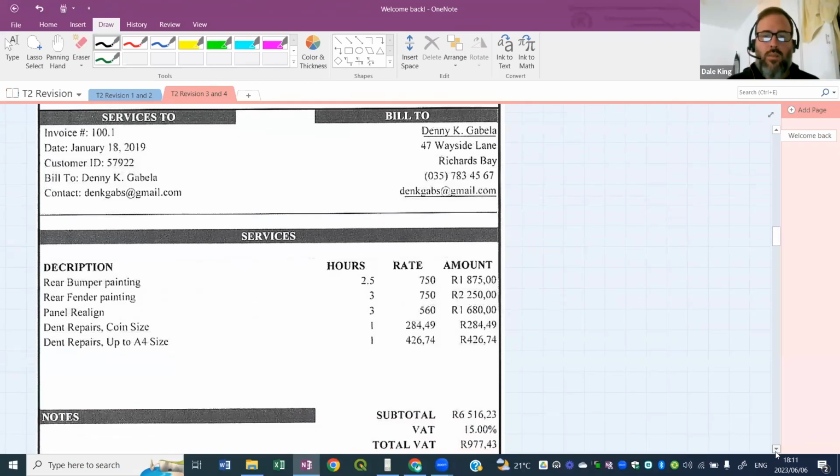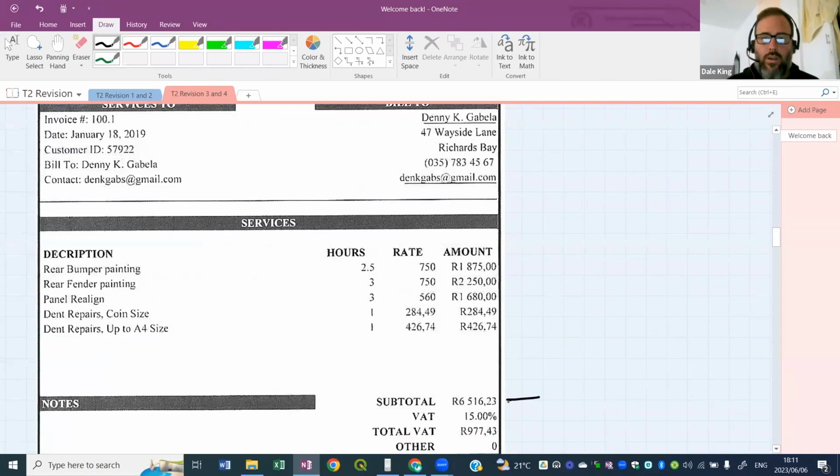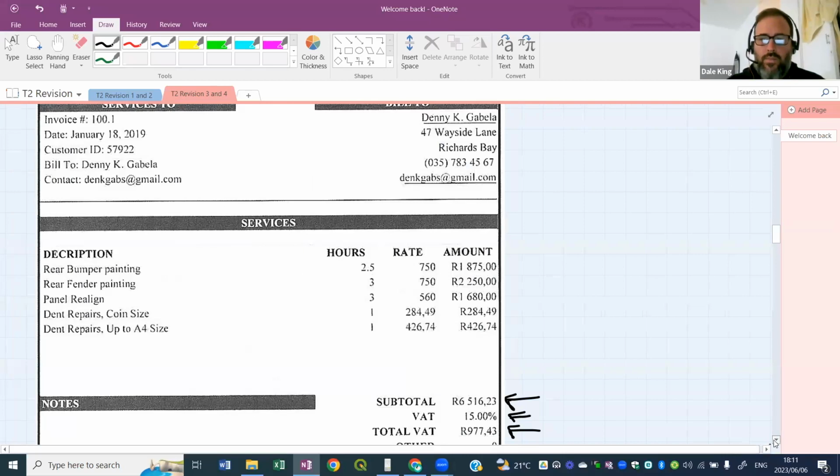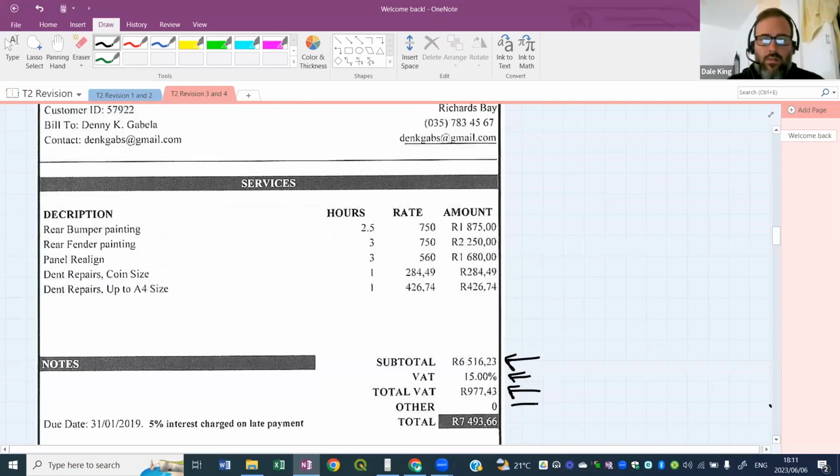All right, we've got a subtotal there. And then we've got VAT. They're telling us that the VAT is 15% in that line. And then we've got a total for VAT. And then if I go down, we've got an other. It could be where you show a discount, and then we have the total that is owed over there.